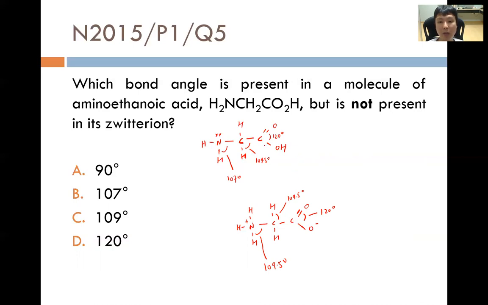So if you compare this molecule and this molecule, the 109.5 degrees is present in both. The 90 degrees is not present in either molecule, so option A is wrong. 109.5 degrees is present in both this molecule and the zwitterion, so option C is also wrong. The 120 degrees is also present in both molecules, so D is also wrong. However, the 107 is only present in the non-zwitterion, while it's not present in the zwitterion, and hence option B is the correct answer to this question.